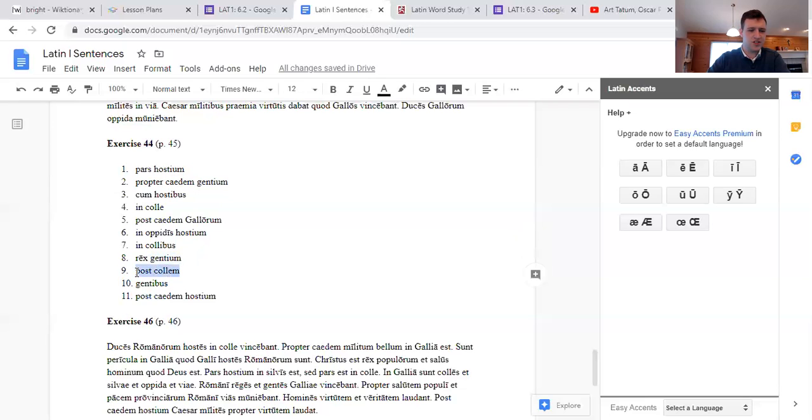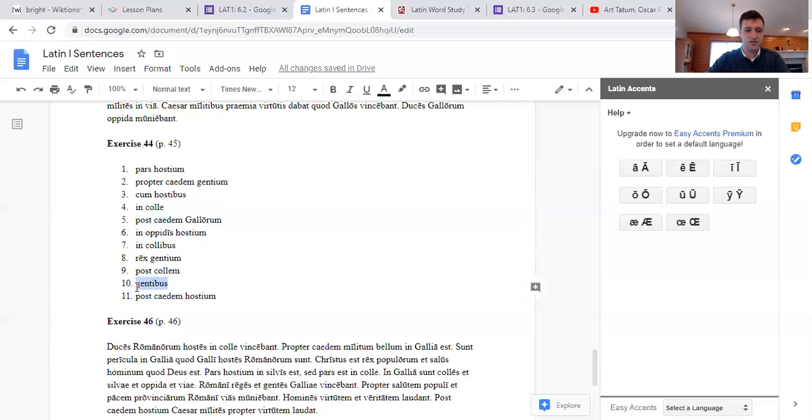Number 9, post collem. So post with the accusative case can mean after, if we're talking about time. So post caedem Gallorum, after the slaughter of the Gauls. Here we have after the hill. That doesn't make very much sense. But remember, post can also mean behind. So we could say behind the hill.